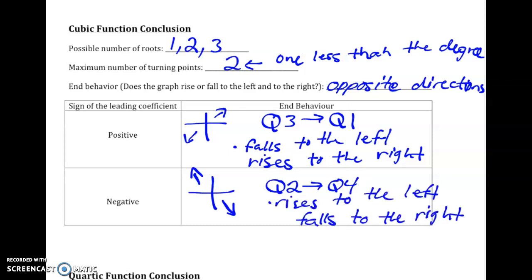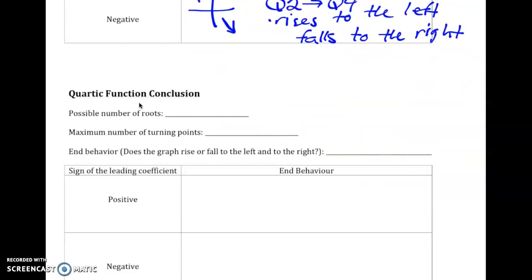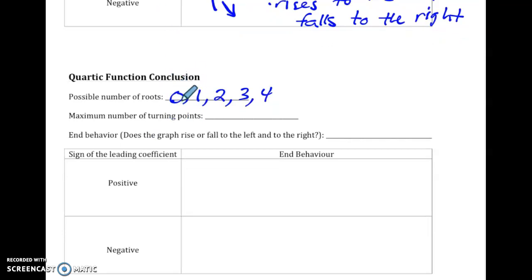So doing the exact same thing with quartic functions, the number of possible roots for a quartic function could be 0, 1, 2, 3, or 4. I didn't show you one with a 0 case, but a quartic, just like a parabola, could just float up in space. Maximum number of turning points: if you count it out, you'll see that the maximum number of turning points is 3, which is 1 less than the degree. And that's always going to be true. The maximum number of turning points for a polynomial function is always going to be 1 less than the degree.